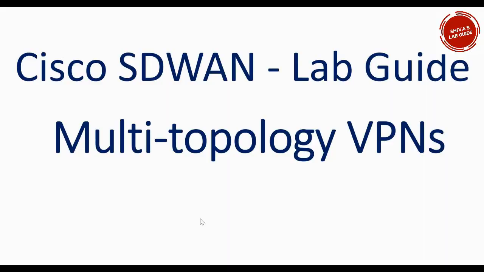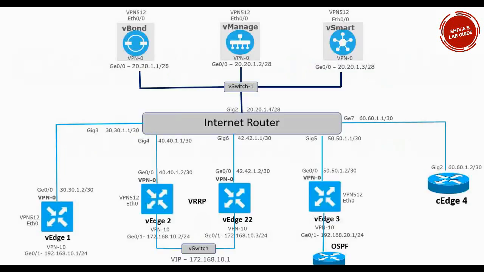Hi guys, in this video I'm going to show you how to configure a multi-topology VPN. So this is our existing topology, and we have a vBond, vManage, vSmart, and we have kept VH2 and VH22 as our hub routers, and VH1, 3 and 4 are our spoke routers.